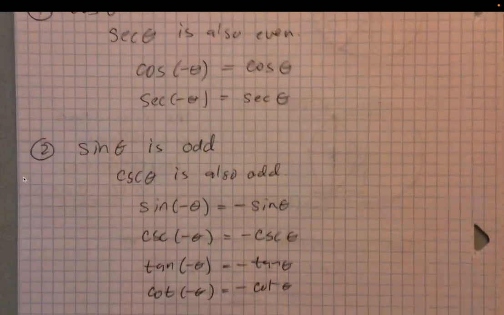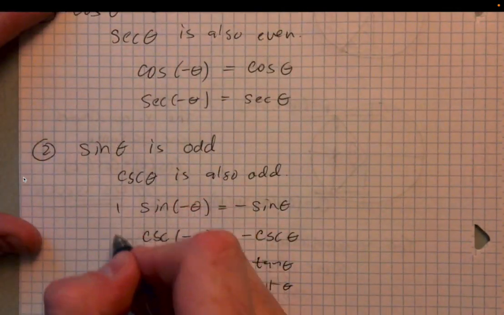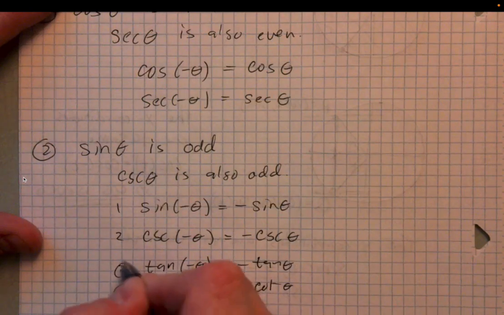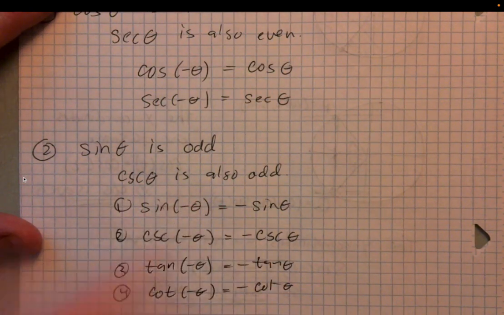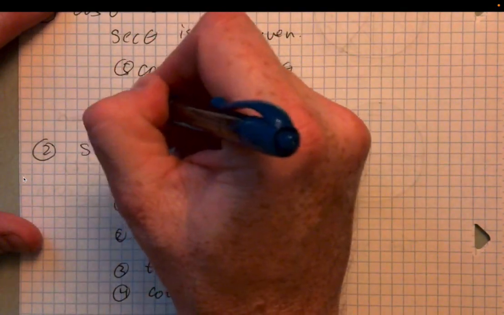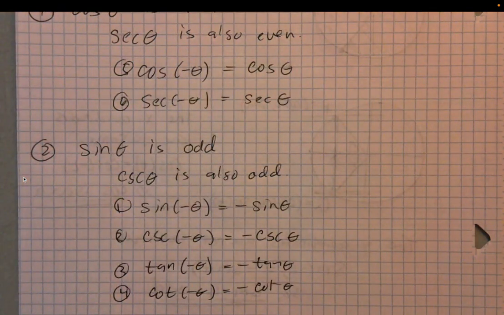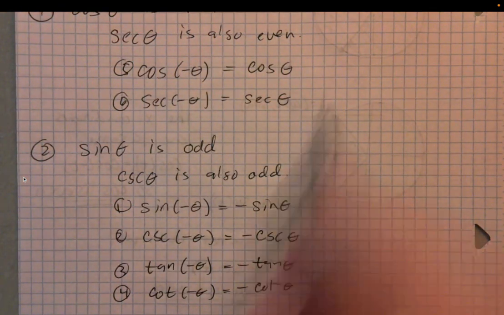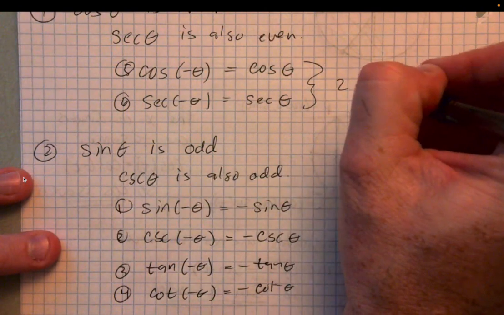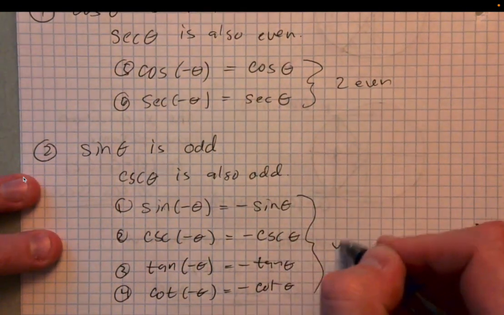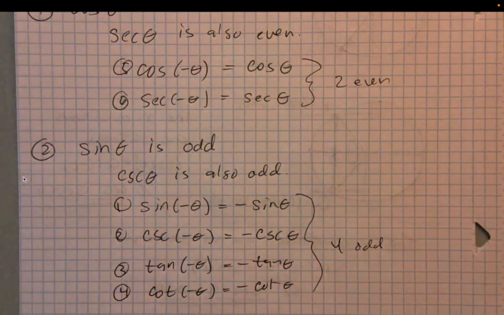So they go together, right? So you've got 1, 2, 3, 4 odd functions, and 5 and 6 are even. So you got 2 even, and you got 4 odd. Okay. All right.